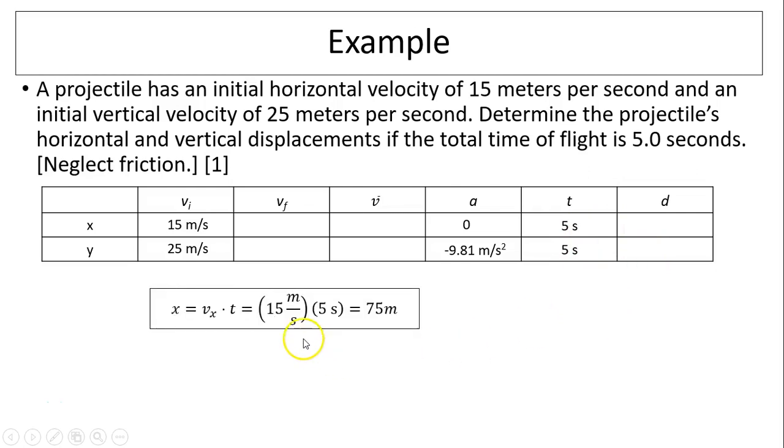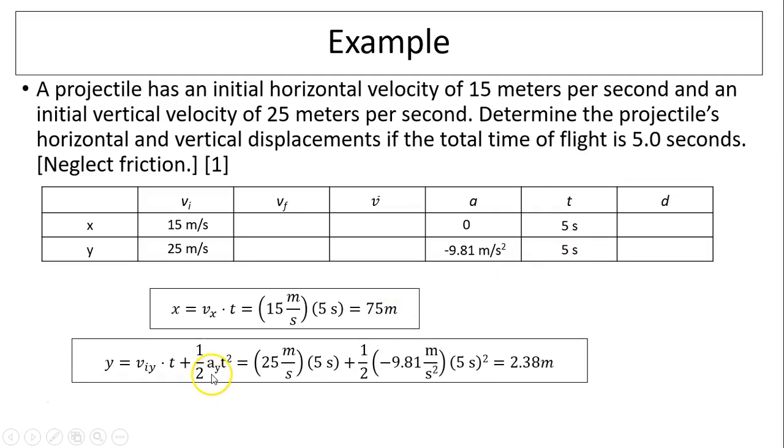Now to find horizontal displacement, you use that equation: VIT plus 1/2 AT squared. A in the horizontal is 0, so I didn't write it. So it's just VIX. You'll have to use the X component, which is 15, times the time. Horizontal is 75. Vertical, you use the same equation except use the Y component. VIY is 25. AY is negative 9.81. You'll have 2.38 meters. Basically, it goes up and comes down.